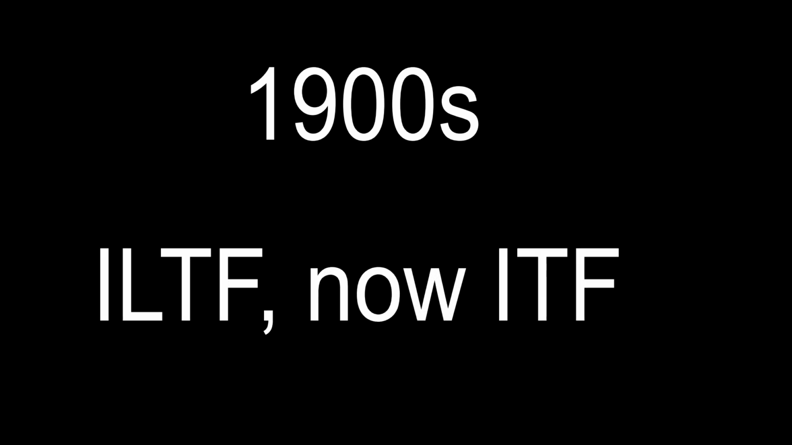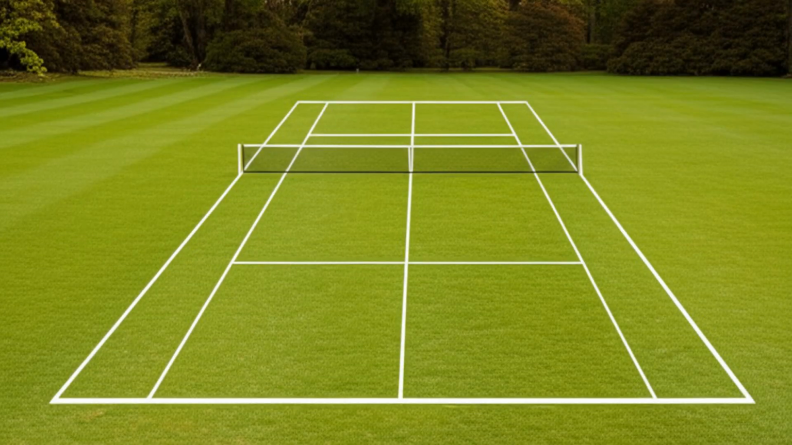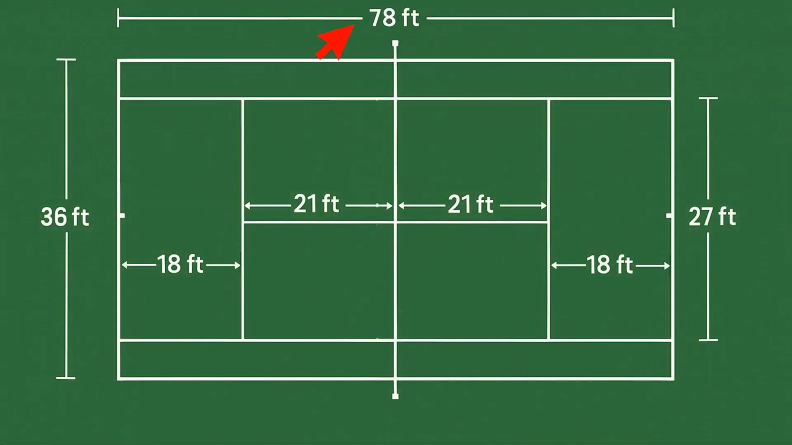The 1900s saw further standardization through the International Lawn Tennis Federation, ILTF, now ITF, formed in 1913, which codified court dimensions and surfaces. The modern tennis court's dimensions were largely finalized by the 1880s, but minor adjustments and surface variations have influenced play. Length, 78 feet.